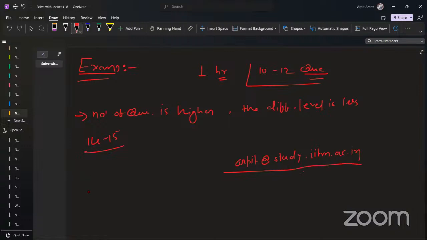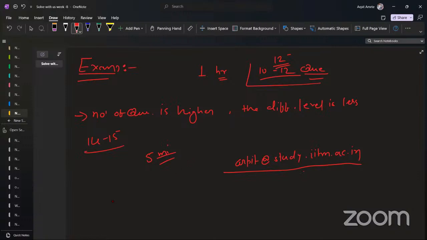Okay, so basically, whenever you appear, you have 1 hour for solving. Suppose I am taking 12 questions, and I have 1 hour for 12 questions. Does it mean that for each question you have how many minutes? 60 by 12, 5 minutes. For each question you have 5 minutes. This is not the case.